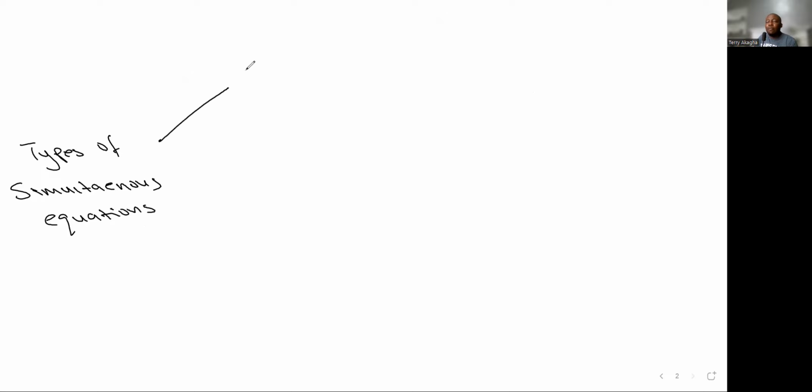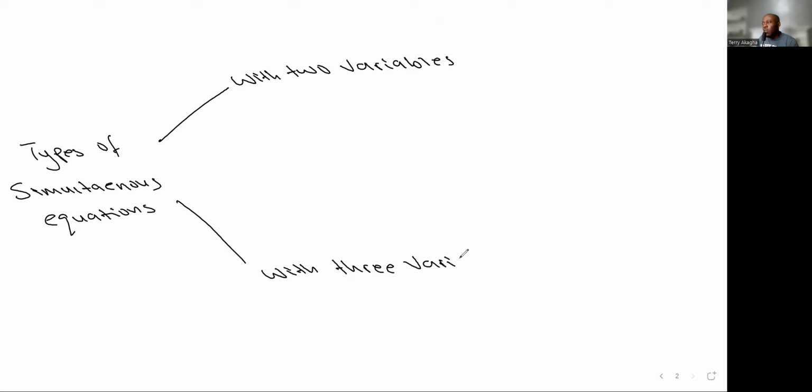So what are we going to do in this series? We're going to talk about the types of simultaneous equations. There are basically two types. We have those with two variables, which are one of the most common forms of simultaneous equations, and we have those with three variables. I'm going to talk about each and every one of them.